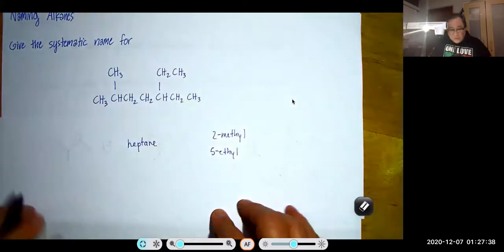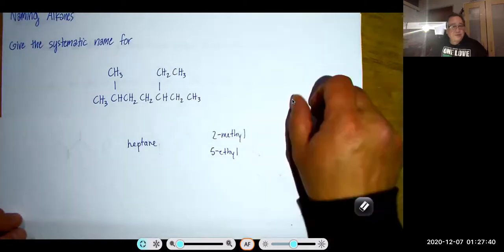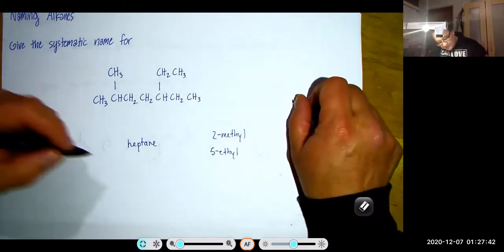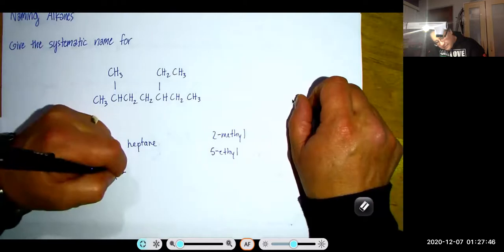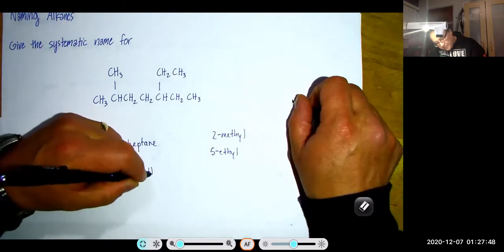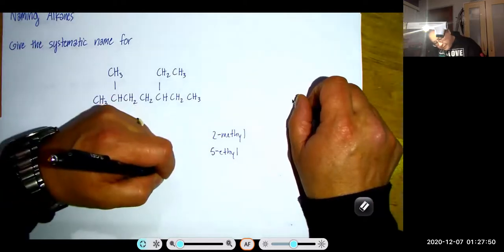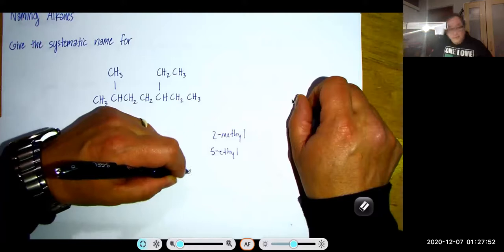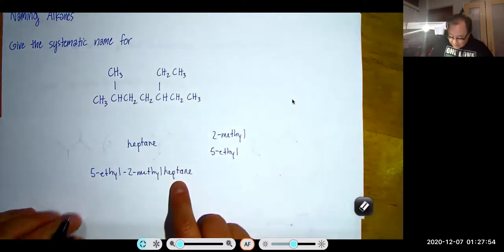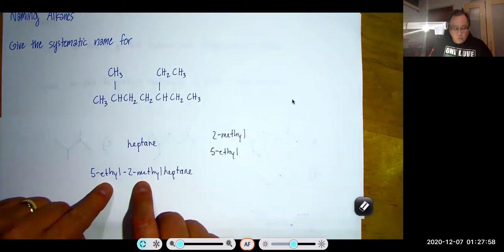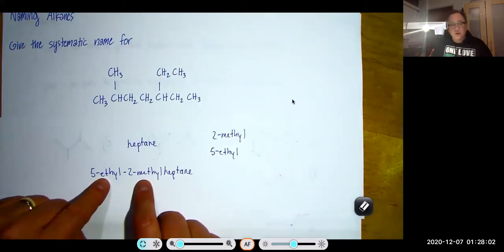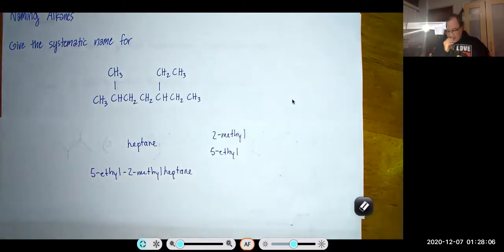So how do I put these 3 things together into a name? And the answer is alphabetically. Naturally, the parent name goes last, but the substituents are placed in order of alpha order. E comes before M, so ethyl comes before methyl. 5-ethyl, 2-methyl heptane.